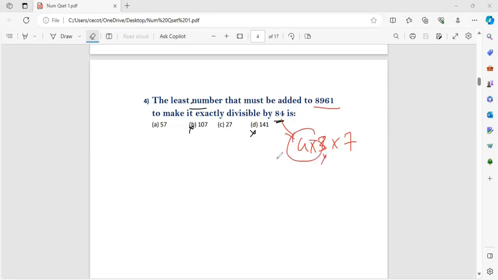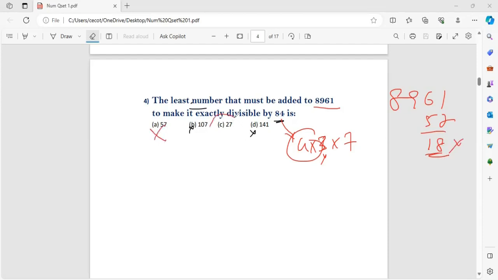Now let's go with 4. What does the divisibility rule of 4 say? Yes, the last two digits should be a multiple of 4. So 8961 plus 57 will give you 18 as the last two digits, isn't it? That is not a multiple of 4, which means 57 is also eliminated.